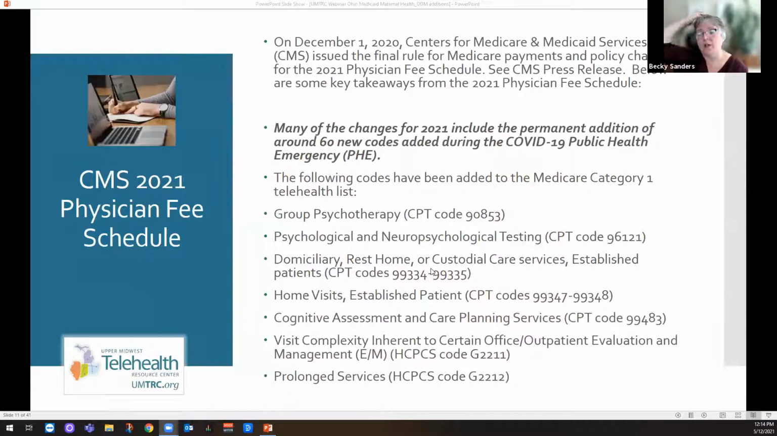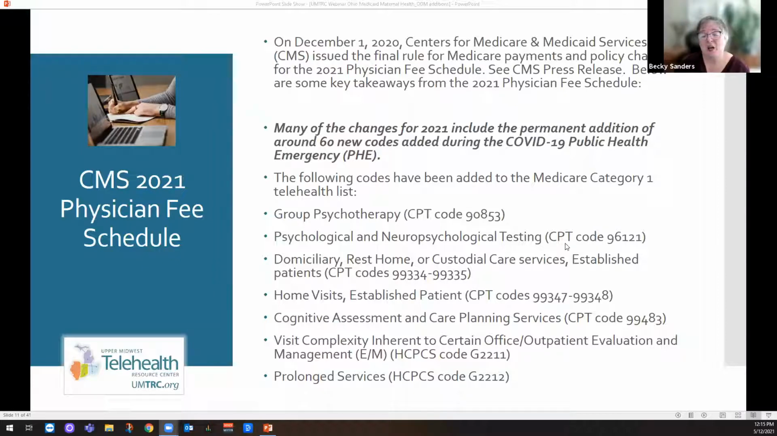All right, so here are some of the codes. As I said, historically, the proposed fee schedule for CMS comes out in July of each year, and then in December, they finalize that fee schedule for the following calendar year. Normally in December, it comes out at the very end of the month, but we got an early present in 2020. CMS put that final physician fee schedule out on December 1st.